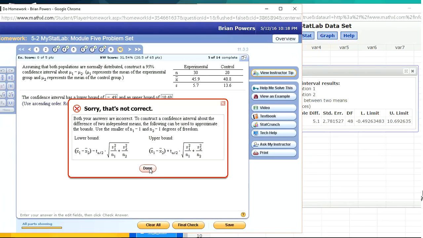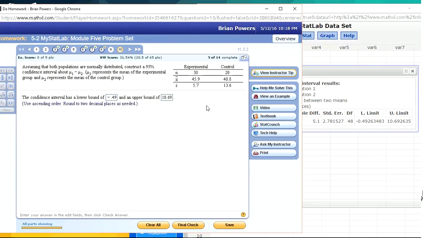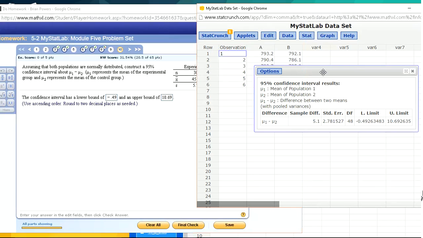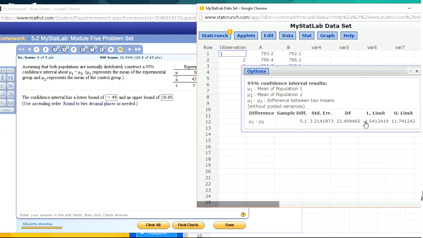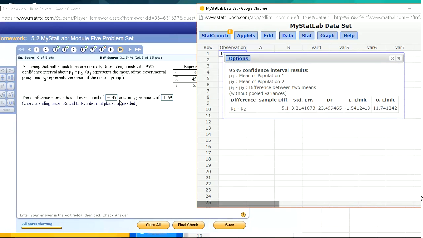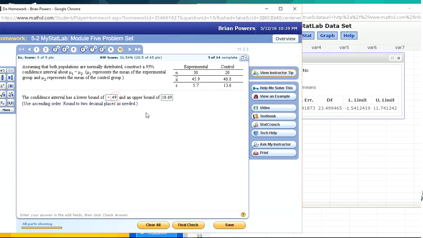What's it doing? I think that I may have accidentally... I think I should have had this unchecked. Let's try that. Yeah, okay. Don't have that checked. It's going to mess up your calculations for confidence intervals. So let's go back.